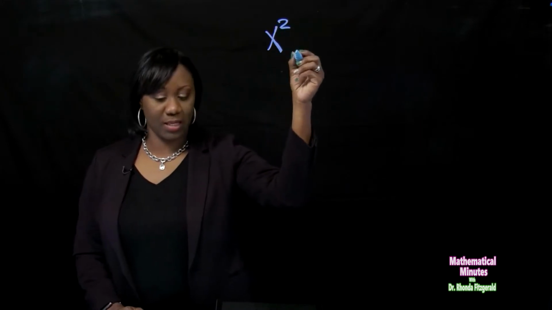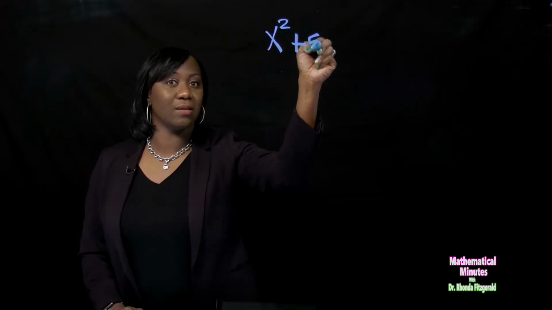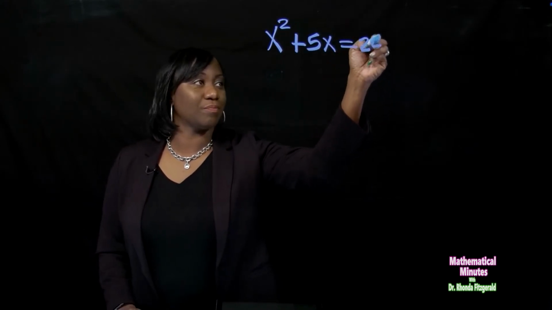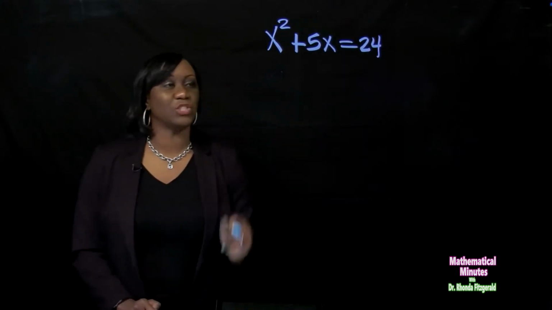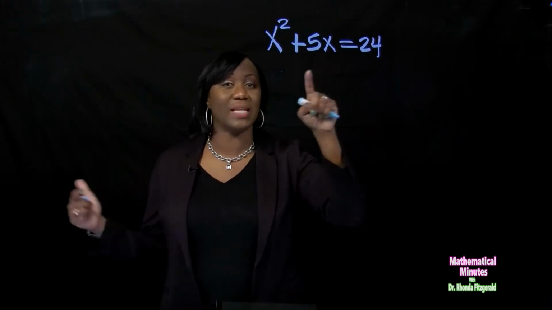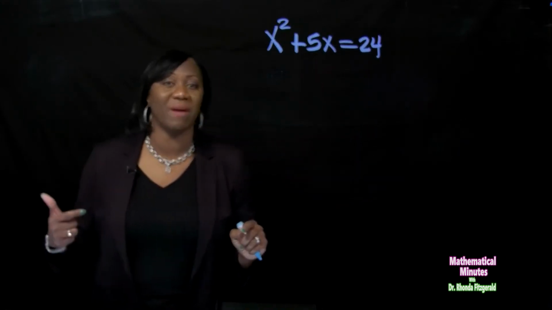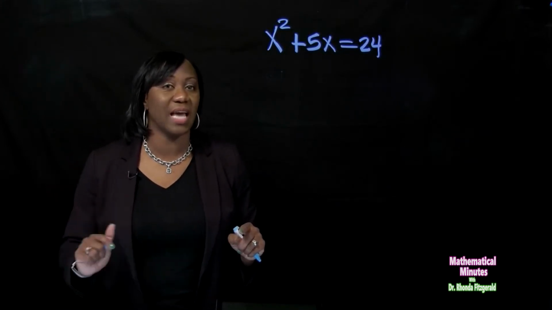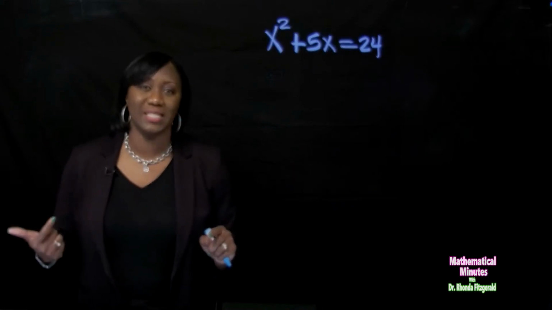Let's start off with the quadratic x squared plus 5x is equal to 24. So we have a quadratic. It's not in standard form. So standard form would mean that this thing would equal 0, and it's not there yet. And in order to solve by factoring, that's how we want it. So we must have this equation set equal to 0 or put in standard form.